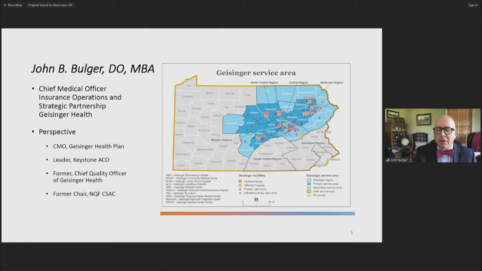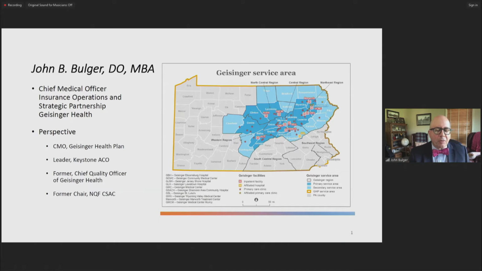And I included the map just to give some flavor of where our clinical footprint is, which is the blue area. From a health plan perspective, we're statewide in Pennsylvania in Medicaid, and that's about half of our business. And then we also have 100,000 members in Medicare Advantage, and then have commercial, both ACA and non-ACA commercial plans. So it's really across all lines of business. It's about 600,000 members, government and non-government programs. So I have that perspective.